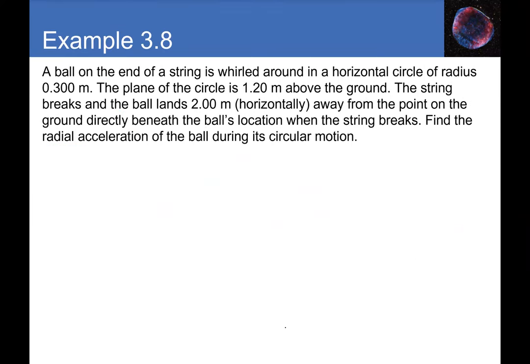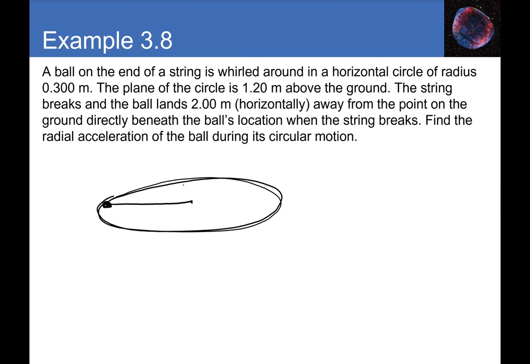All right, so one more example. A ball on the end of a string is whirled around in a horizontal circle of radius 0.3 meters. The plane of the circle is 1.2 meters above the ground. Okay, think like this. You have a ball at the end of a string. So this is the center, and it kind of goes like this. This is my way of representing a horizontal circle. And let's say this is the ground. This is 1.2 meters from the ground to that point. Then the string breaks and the ball lands 2 meters horizontally away.